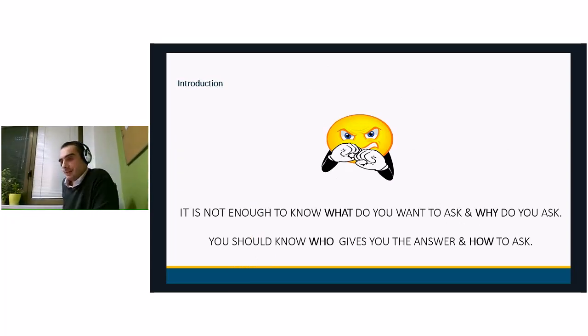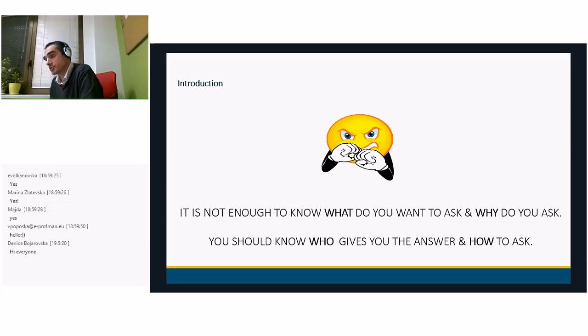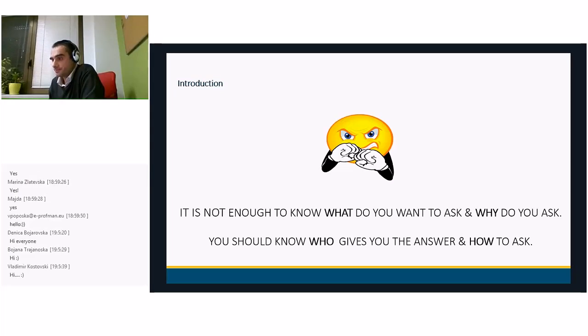As you can see here, there are four important elements that you need to consider when doing every research. It's like doing a story from a journalist's perspective. It is not enough to know what you want to ask and why to ask. You should know who gives you the answer and also how to ask. As you can see here, I have bolded four keywords: what, why, who, and how.